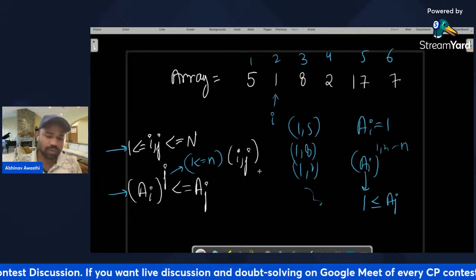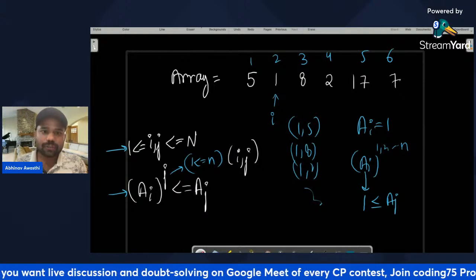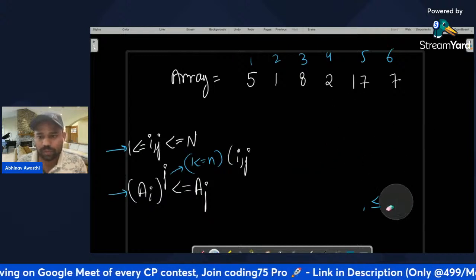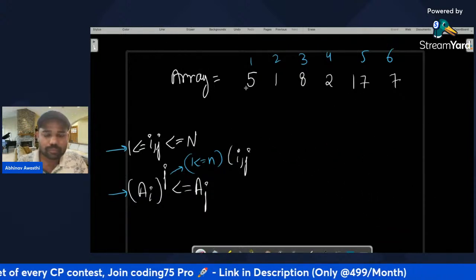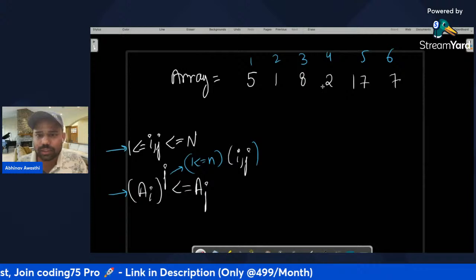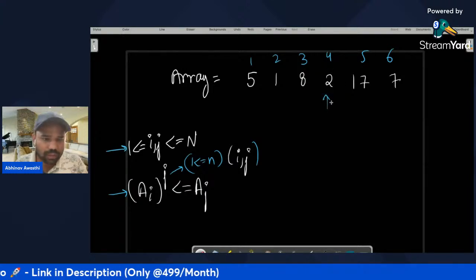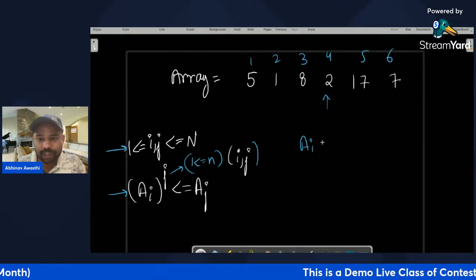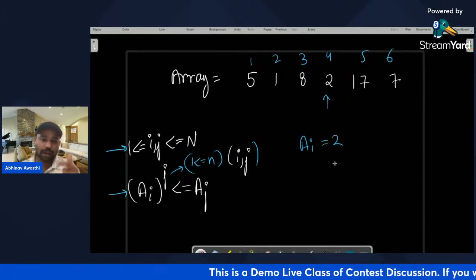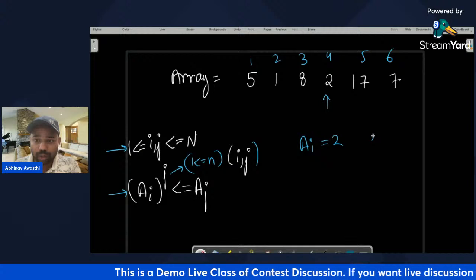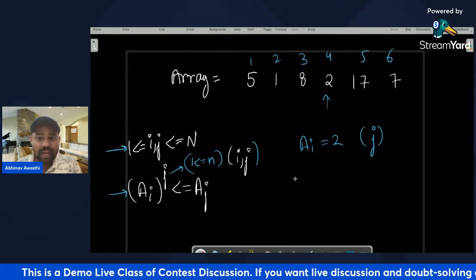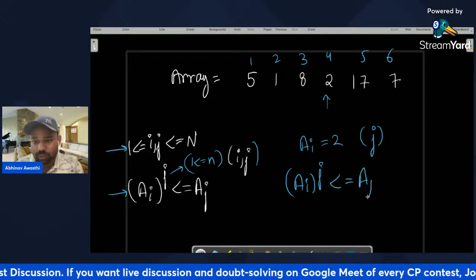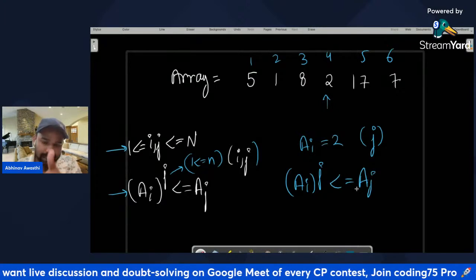Okay, cool. Now let's talk about the other approach. When the number is not 1, then what will we do? See, for example, we are taking this 2. This is not 1. I am talking about i, not about j. Now look, if a_i is 2, you have to find such j's such that the value of a_i to the power j is less than or equal to a_j. Am I right? That is what you have to find.